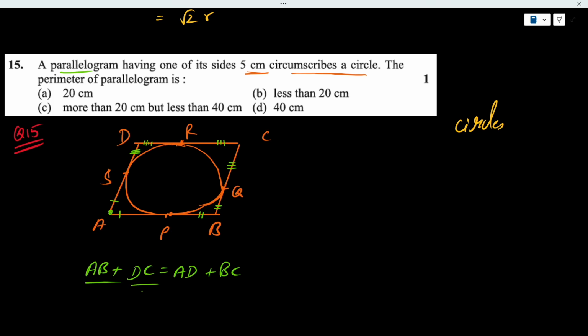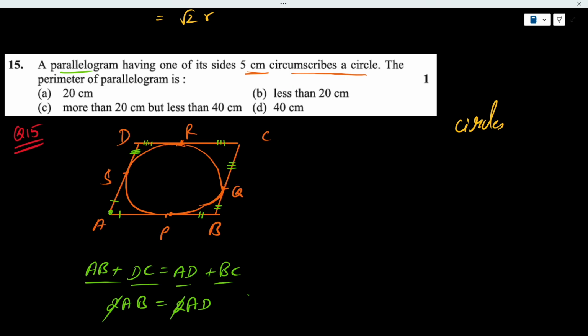So AB will be equal to CD, AD will be equal to BC. So I can write here double of AB equals double of AD, right? The 2 gets cancelled. So what are we getting here? AB is equal to AD. The moment adjacent sides are equal, with opposite sides already equal, it means adjacent sides have also become equal. That means it is going to be a rhombus, right? And you know in a rhombus, all the sides are equal, correct?